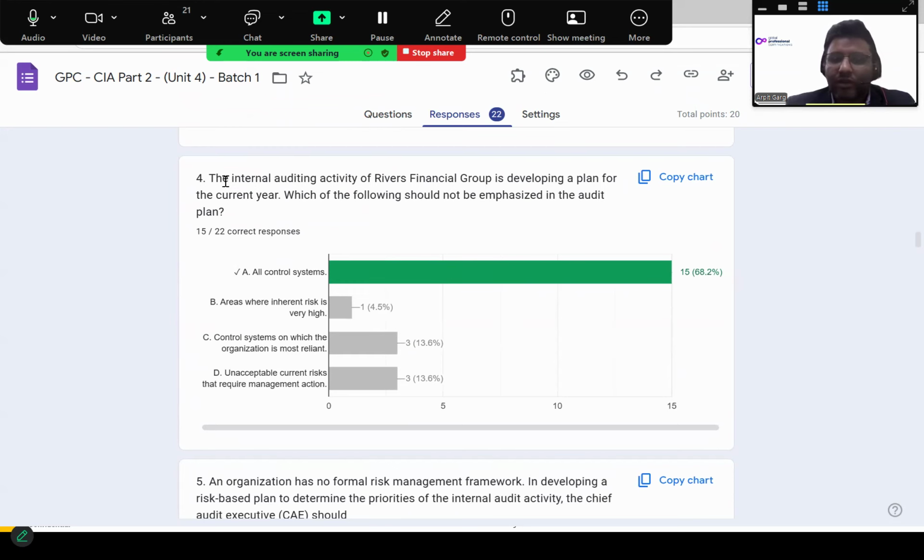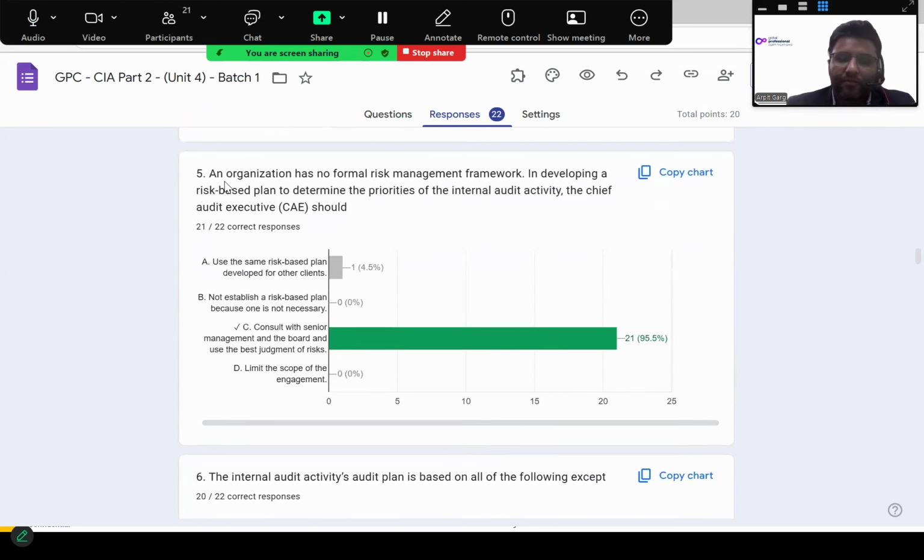People, the next question is also very interesting. Sorry, Manish had just a question. Let's say the risk-based plan was developed for the same client, but it was, let's say, 2 years back. In that case, can we accept this as the answer? I've given the answer as C only, but I just wanted to understand. The risk plan was developed 2 years back, and now I want to develop a risk-based plan for the current year. Should we again consult the management, or can we take that as a basis to develop a plan?